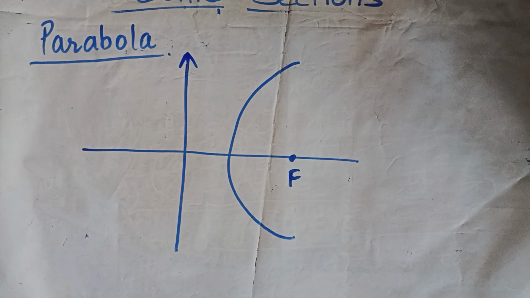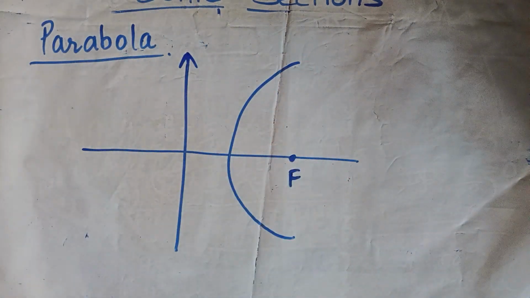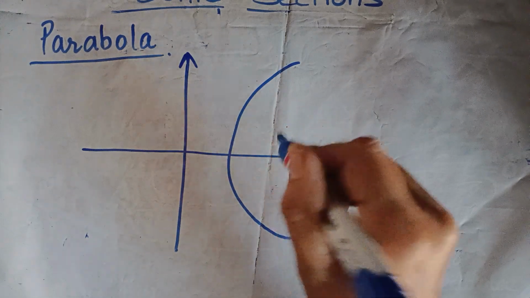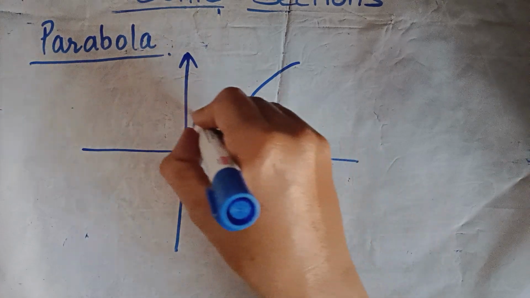Okay, let's learn about parabola. A parabola is the set of all points in a plane that are equidistant from a fixed line and a fixed point, not on the line, in the plane. Okay, so this is a fixed line. It is a set of all points in a plane that are equidistant from a fixed line and a fixed point. Okay, so from here, if you take a line like this.